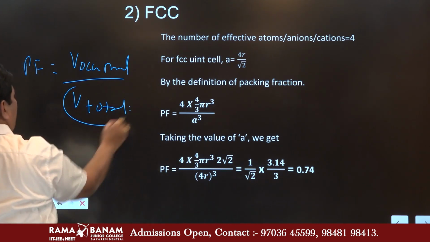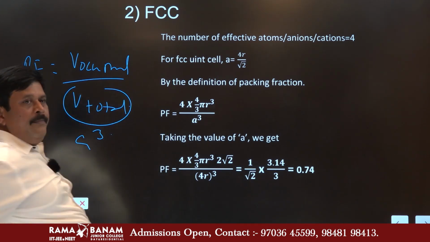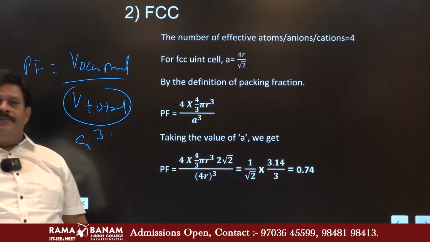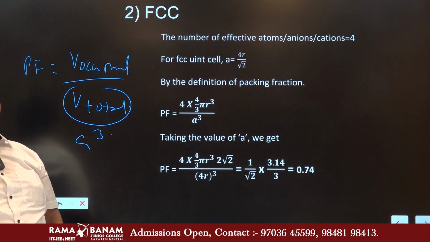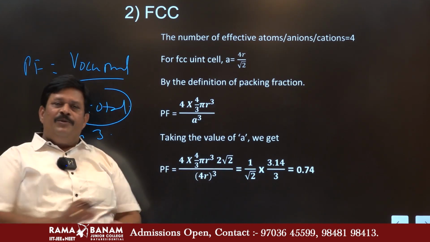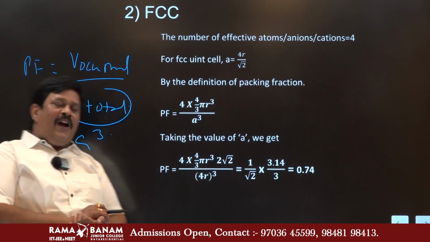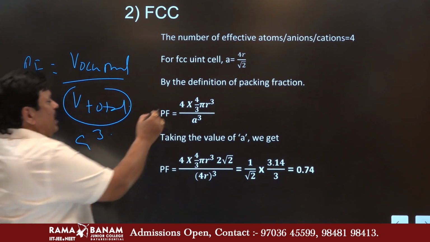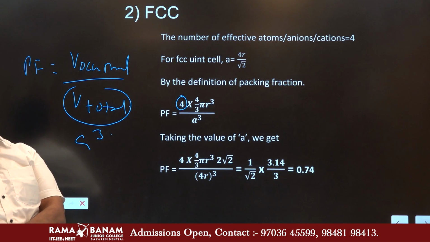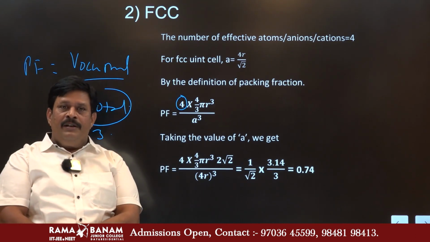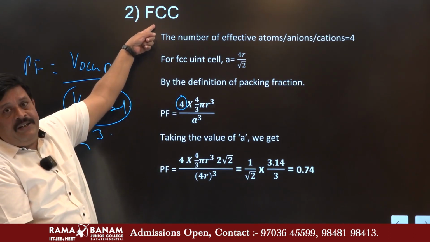And we all know V total is a cube. Now what we want is how much of the volume is occupied by the particles. First you should know the Z value. How many effective number of atoms are in FCC? We all know the effective number of atoms is 4. How is it 4? Because it is FCC.